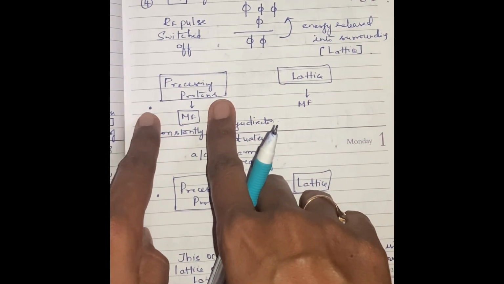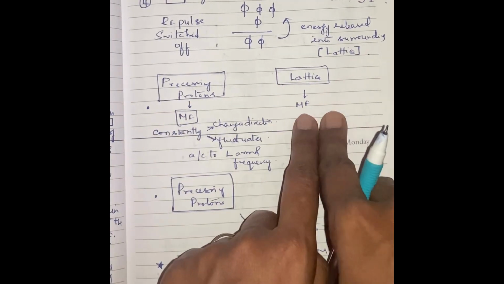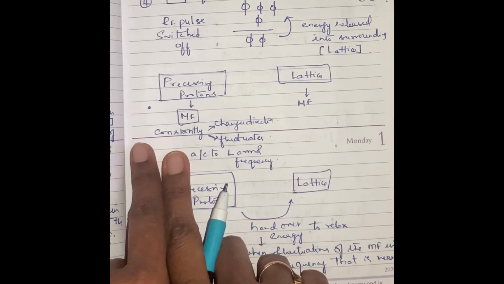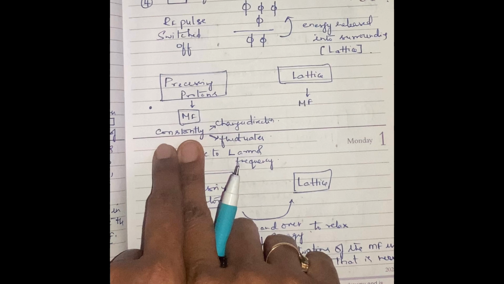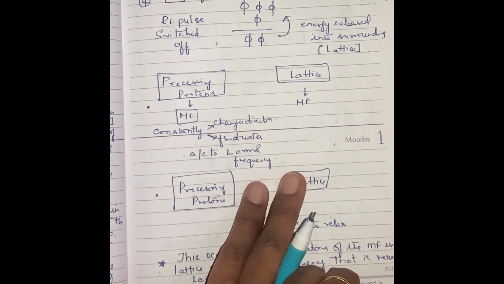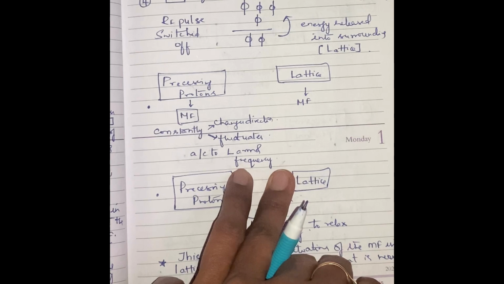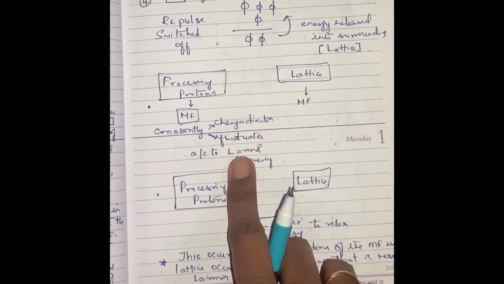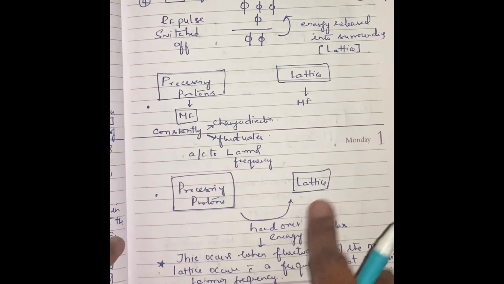These precessing protons have a magnetic field. Even this lattice surrounding has a magnetic field. So this magnetic field constantly changes in direction and it fluctuates according to the Larmor frequency. Remember this. This magnetic field constantly changes direction and fluctuates along with the Larmor frequency.